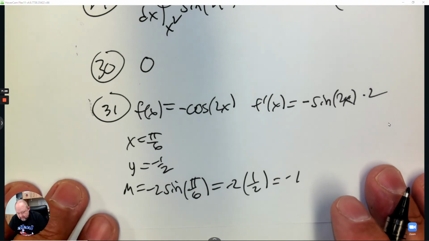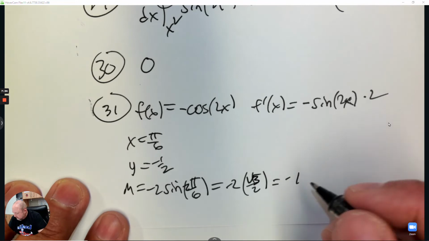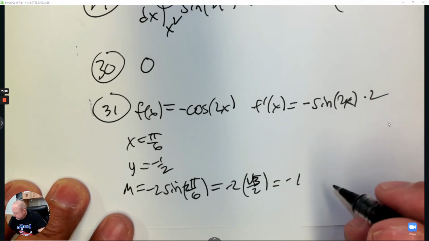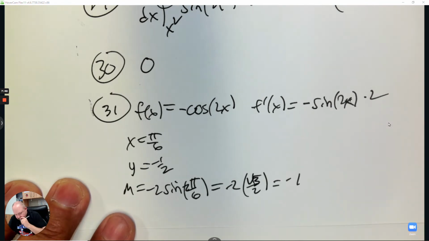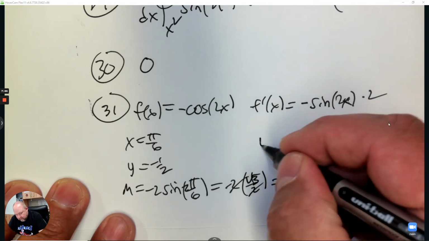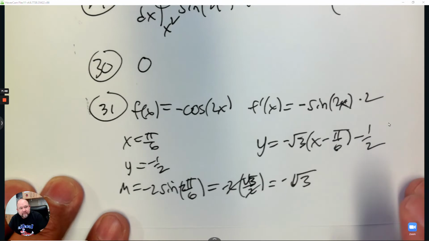Oh, it's 2 times that. So 2 times that is pi over 3. That's root 3 over 2. And root 3 over 2 times 2 is just negative root 3. So it's y equals negative root 3, x minus pi over 6 minus 1/2.